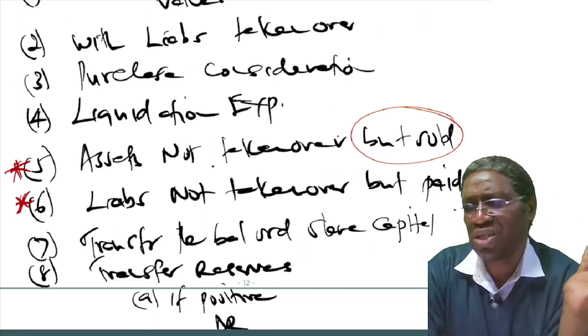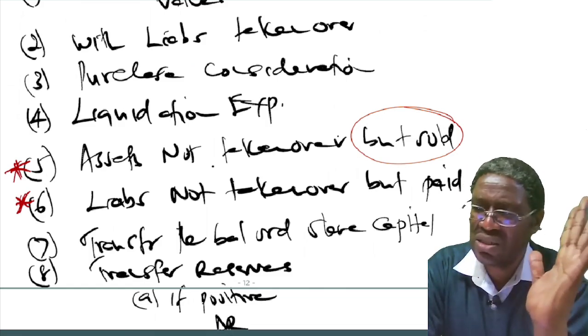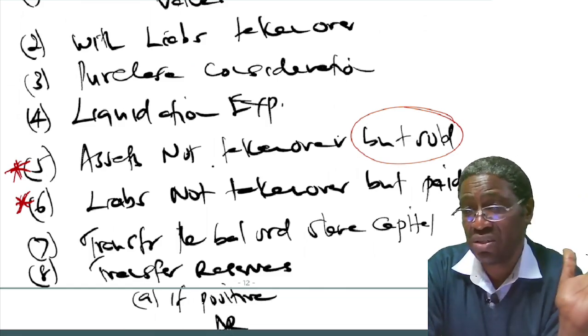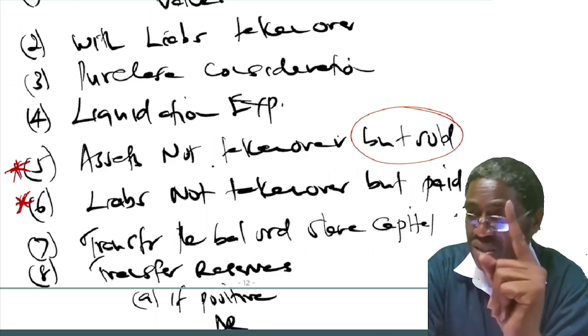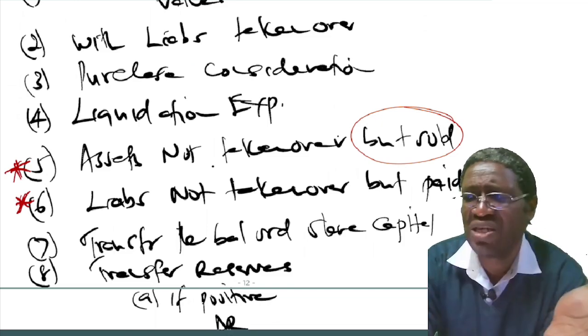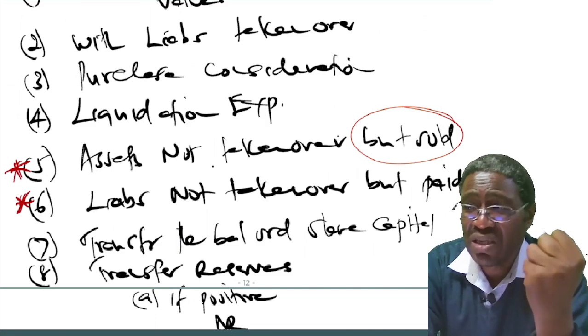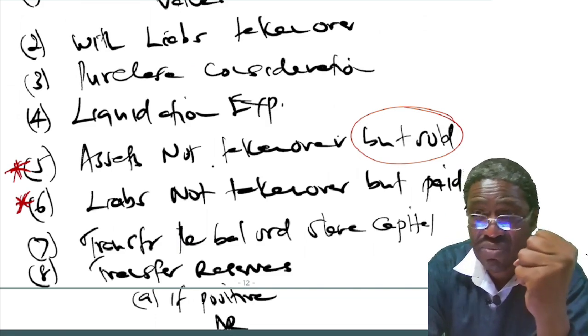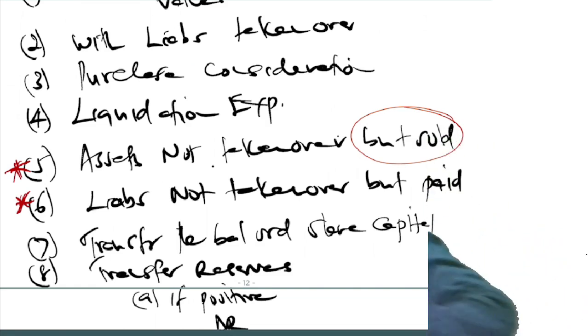That's a normal transaction. When you sell an asset, you just debit bank, credit asset. That should be a normal double entry. Number 6, with the liabilities not taken over but paid. That's a normal transaction. Whenever you pay a liability, you just debit liability and credit bank. You know that, okay? But I'm saying most questions will not have it. But number 1, 2, sorry.